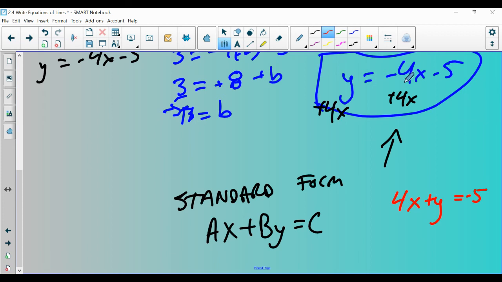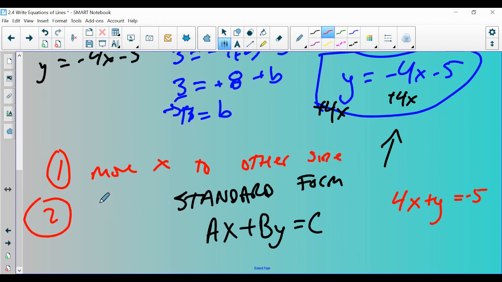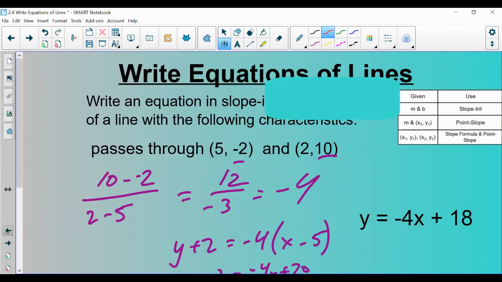That was pretty easy, right? We just had to move the x to the other side. So it's 1, move x to the other side, and then 2, make sure there's no fractions. And when I say no fractions, I also mean no decimals. I'll show you an example of that in a second here. So first convert it into slope-intercept form, and then change it from slope-intercept form into standard form when you're asked to use standard form.